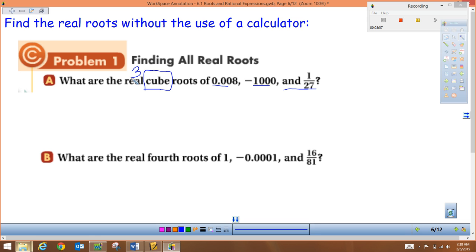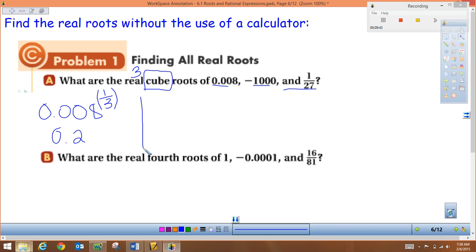So if we have 0.008, we are going to be doing it to the 1/3, which is also like taking the cubed root. Do we know what the cubed root of 8 is? It's 2, right? So our answer then is 0.2, because we know when we're multiplying decimals, we get more numbers behind the decimal as we multiply.